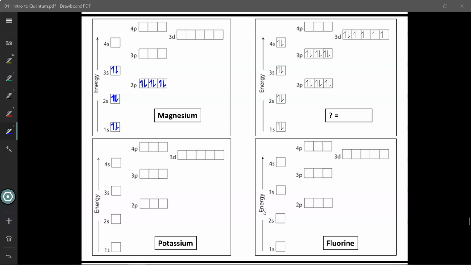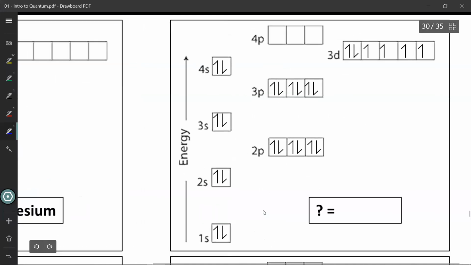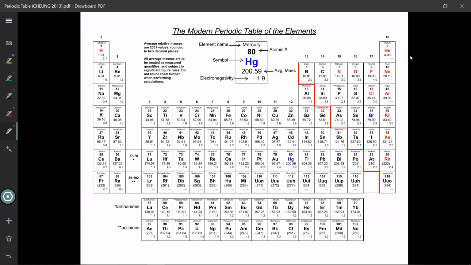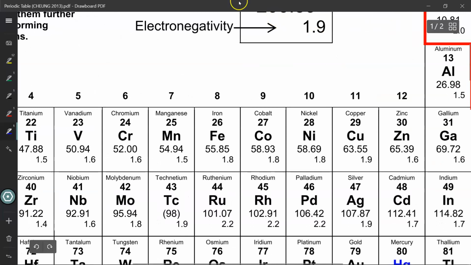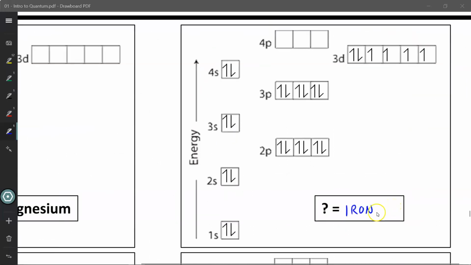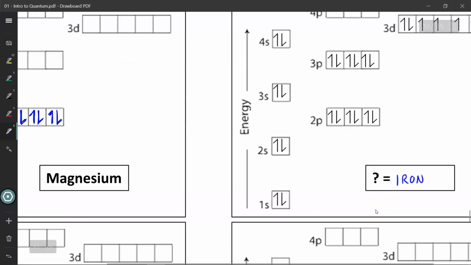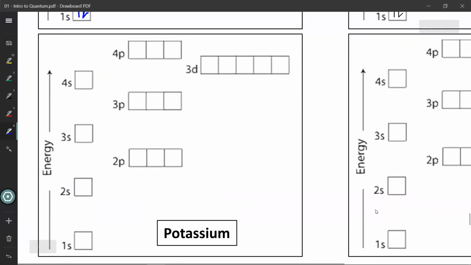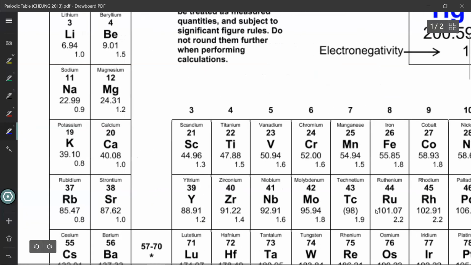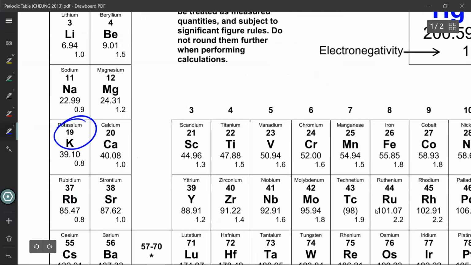Alright, so for the first one, what we're going to do is essentially just count the number of electrons we have here. 2, 4, 6, 8, 10, 12, 14, 16, 18, 20, 22, 24, and 26 electrons. We can then check out the periodic table to see who has 26 electrons, and that of course is iron. And so we write in iron. Alright, so moving down here, let's take a look at potassium. Potassium has 19 electrons we need to draw in.